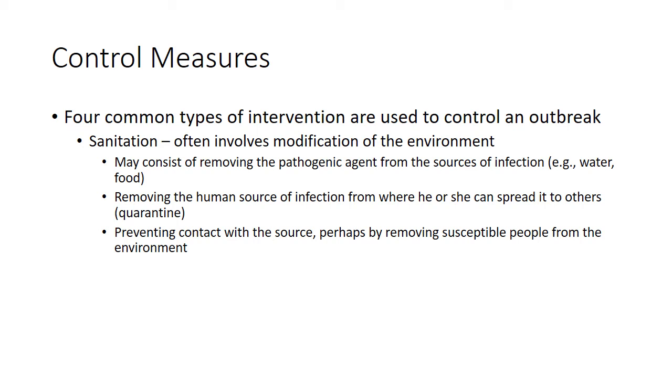So, four common types of intervention may be used to help control an outbreak. One is sanitation. This usually involves modification of the environment. It could be removing a pathogenic agent from the sources of infection, so maybe getting rid of contaminated water or food. It could be removing the human source of infection, maybe quarantining certain people away from the general population, or preventing contact with a source. For instance, you could move susceptible people from an environment. We do this a lot with lead cases, trying to determine the common source of lead exposure, and if you can get the people out of the environment where they're exposed to lead, then hopefully that will lead to less exposure, right?